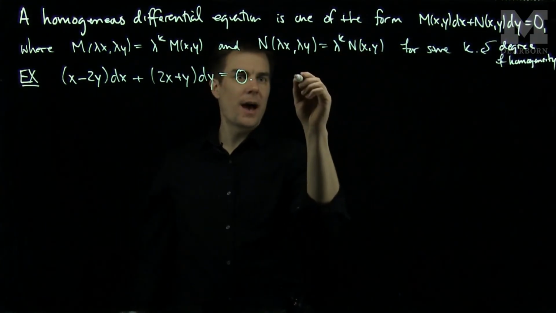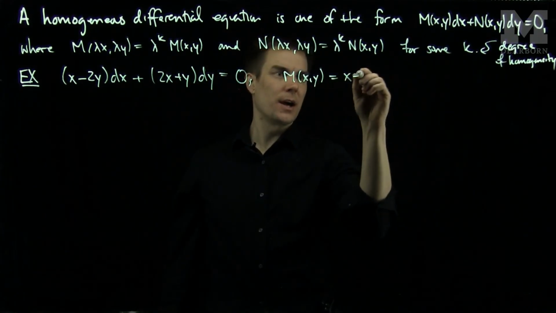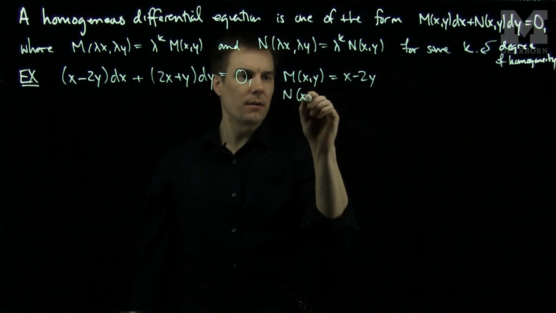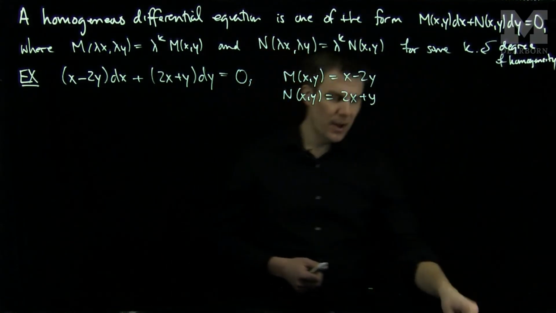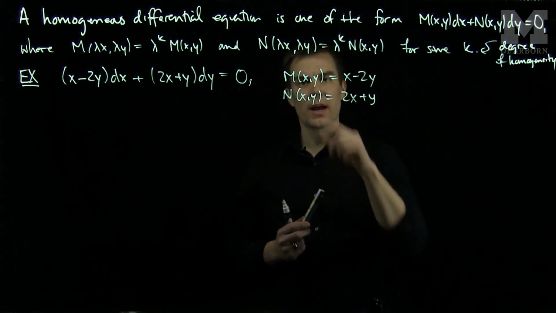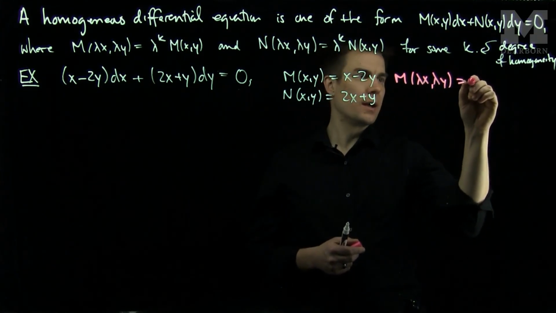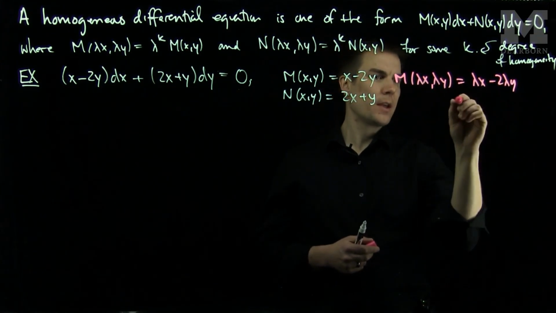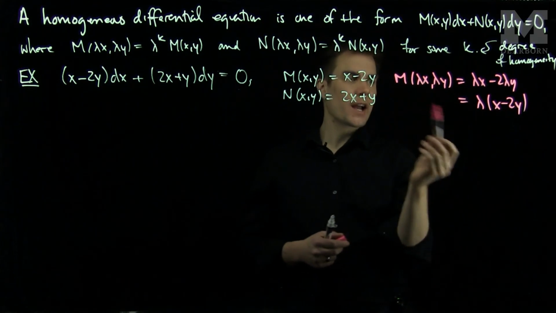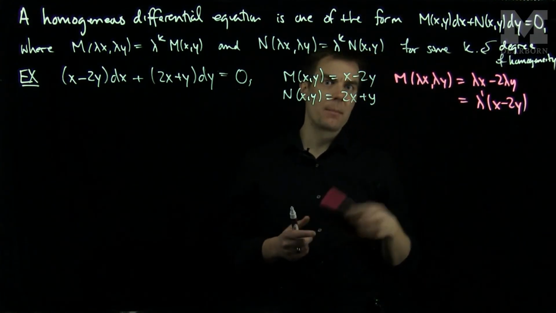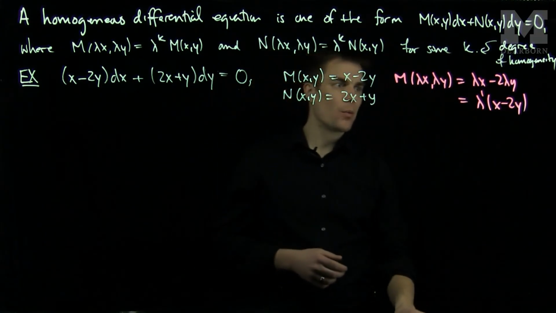So what will happen over here is my M of x,y will be x minus 2y, and my N of x,y will be 2x plus y. And now if I plug lambda in for x and y, we'll see that M of λx, λy will be λx minus 2λy, and there's a common factor of lambda, so this will be λ times (x minus 2y). In other words, I can pull out one factor of lambda from M if I scale both the x and the y by lambda. And the exact same reasoning will show that N is homogeneous of degree 1 as well.